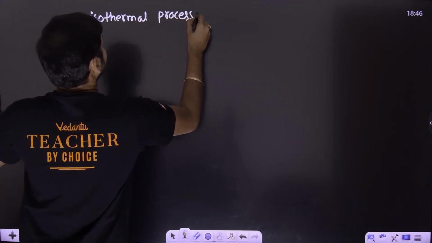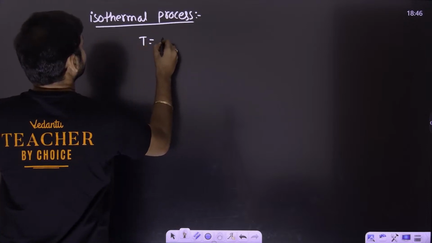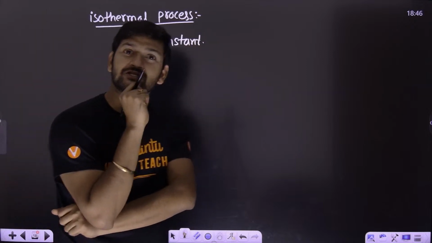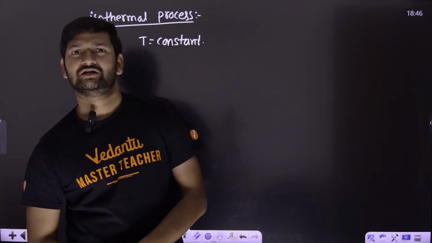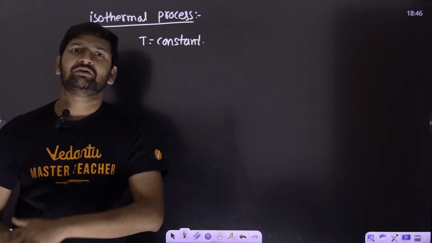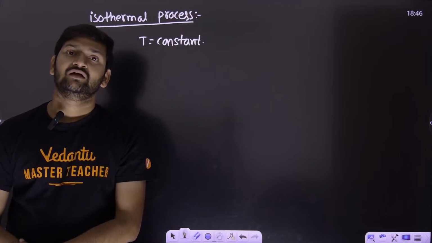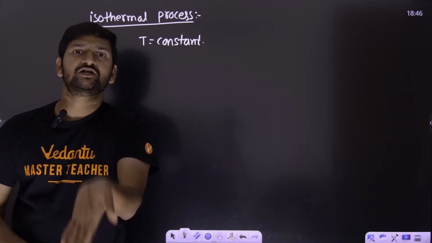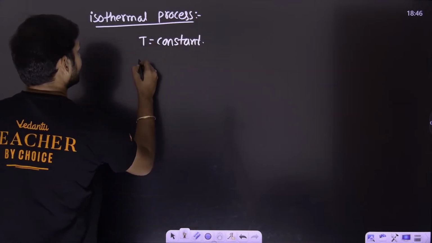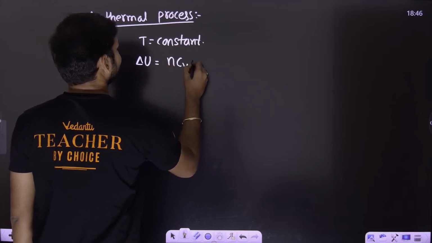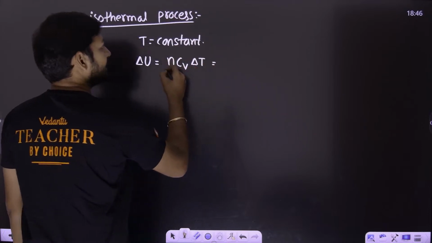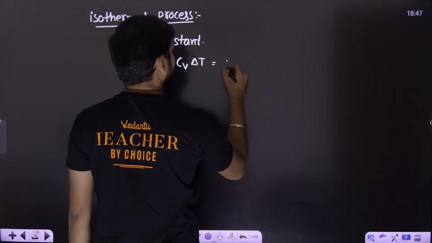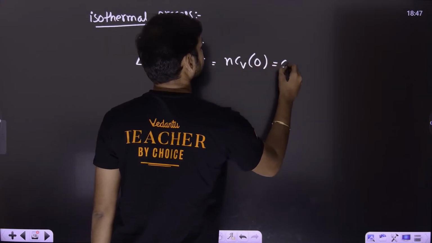Now look, if I am going to talk about isothermal process, for your kind information, temperature is constant, right? If temperature is constant, internal energy depends only on temperature. Then change in internal energy will be 0 because temperature is not changing. See, delta U is always nCv delta T. Cv and n are finite values. So nCv into 0 is going to be 0.